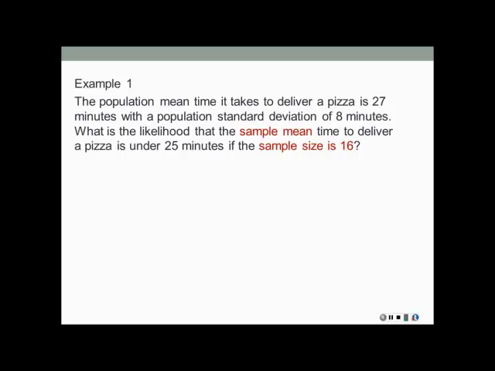So that's different than the question we've been asking before. The other ones would have been what proportion of times are under 25. There would have been no sample. That's just a normal population and computing probabilities for that. For sampling distributions, it asks about the sample mean.